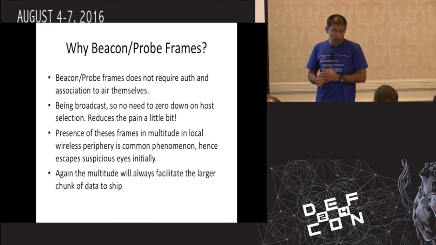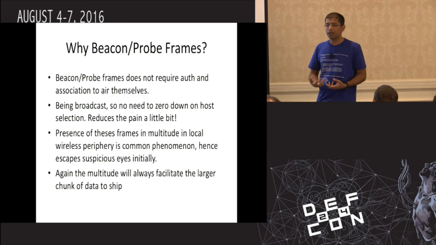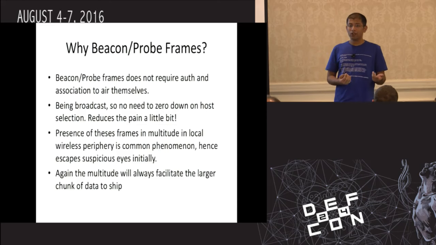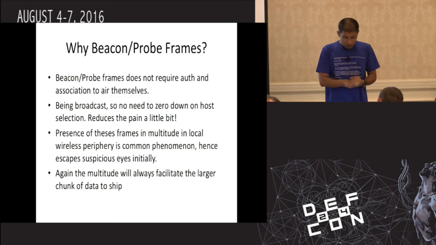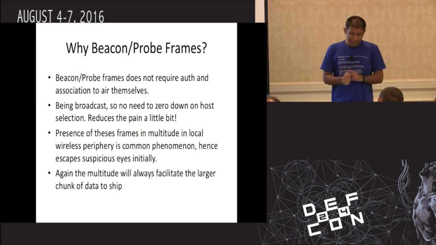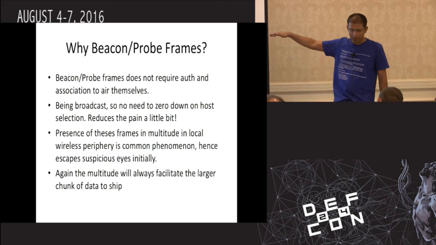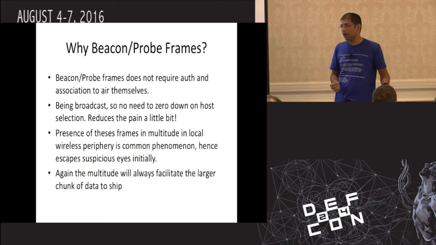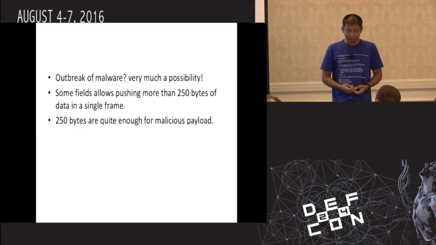The presence of these frames in multitude in the local wireless periphery is a common phenomenon. So by design, these frames are meant to be available in abundance in the local radio periphery. That gives an attacker an edge to stay low on suspicion. Again, the multitude will always facilitate shipping a larger chunk of data. We are still working on this. We are able to ship data, but we are still not able to sequence it in a proper way because of some lossy channels. So using this, an outbreak of malware is pretty much a possibility.